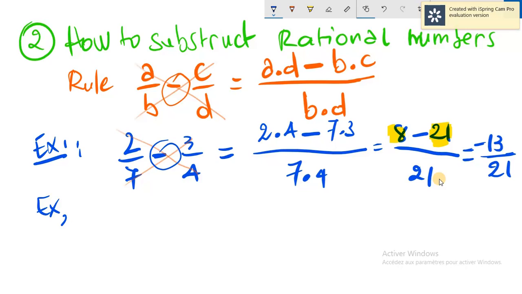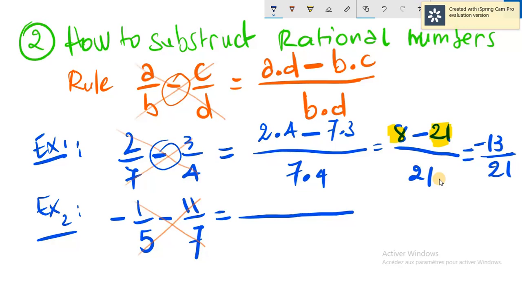So if you have this time negative 1 over 5 minus 11 over 7, what you would do is the same actually. You would cross them this way; we call it cross multiplication. Then you need to multiply. 1 is crossed with 7, so you need to multiply 1 with 7. But wait a minute. You can see here that there is a negative sign.